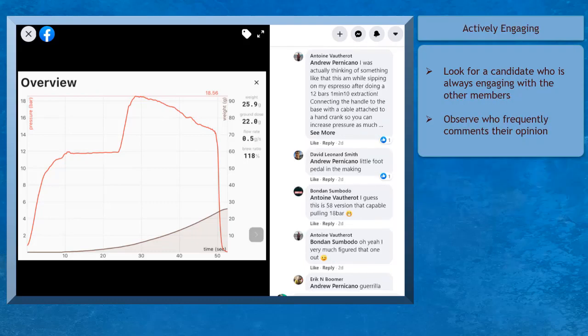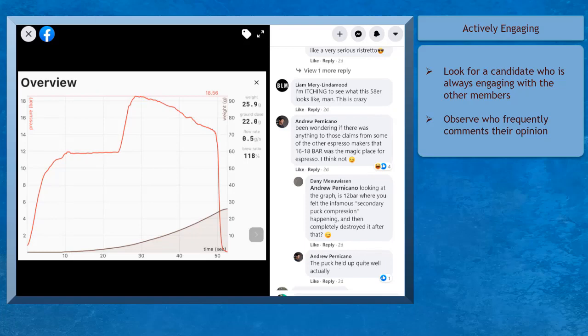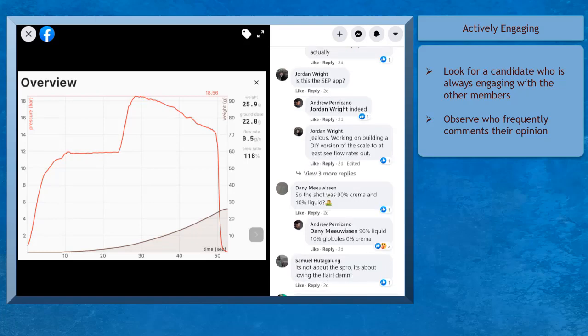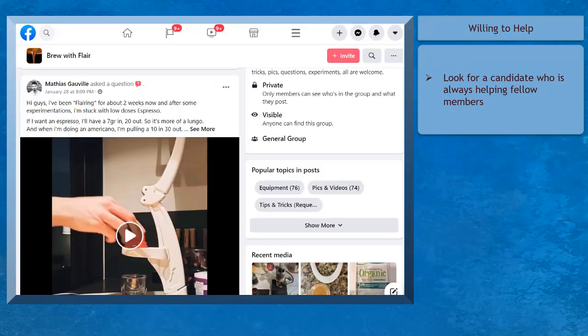Next, look out for a candidate who is actively engaging with the other members in the comments section. If you begin to notice a group member who is always giving out their opinion in the comment section, whether it's your post as an admin or a post from the other members, then it is a good sign to watch out for a potential moderator in your group. As an admin, you need to keep the engagement alive, and a good candidate as moderator should possess that quality as well. Next, look for a candidate who is willing to help out.